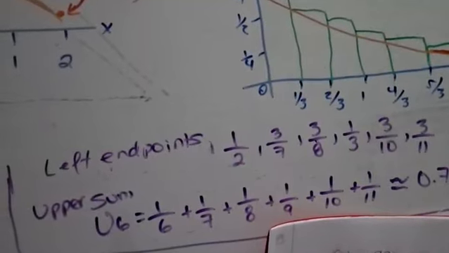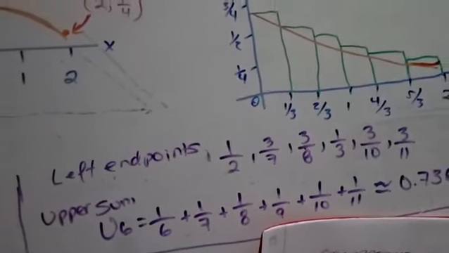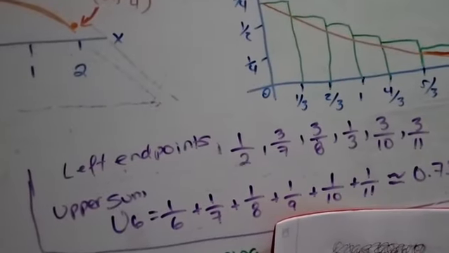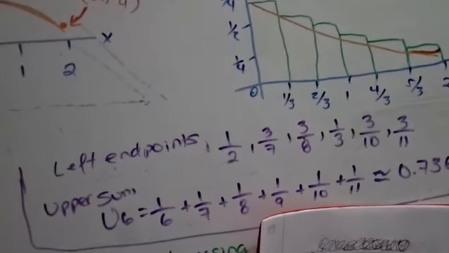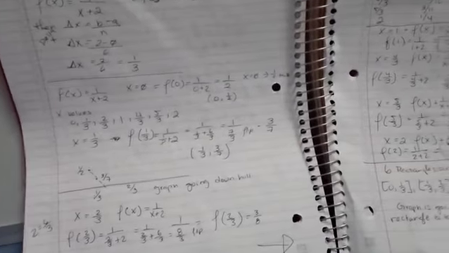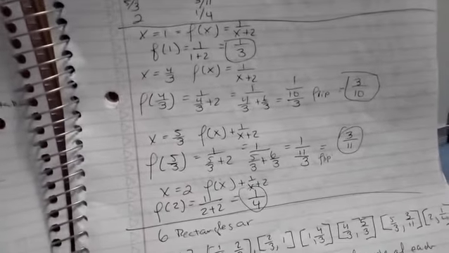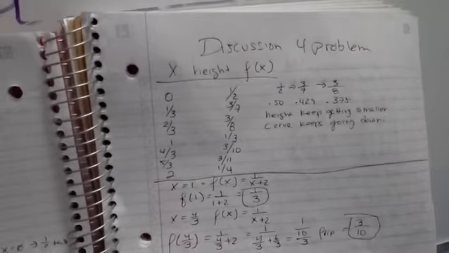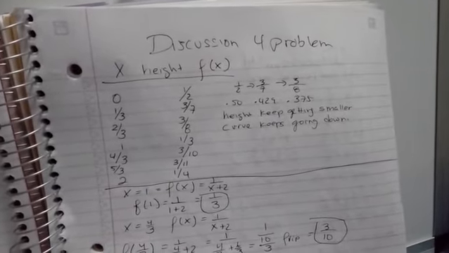I use the function to find the height of each of those points. My heights are 1/2, 3/7, 3/8, 1/3, 3/10, and 3/11. And here is all the work I was doing to find that information. The height keeps getting smaller, the curve keeps going down.